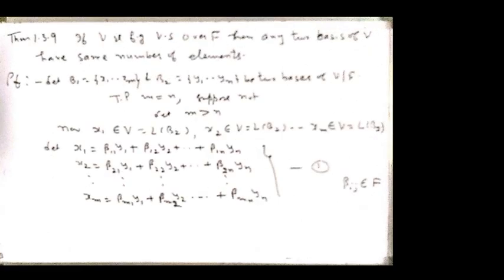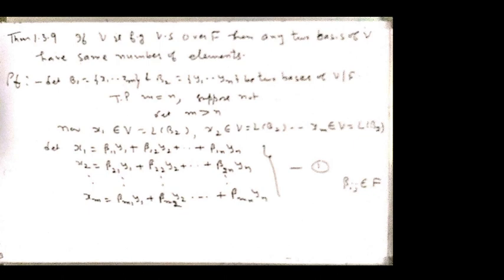Next theorem: if V is finitely generated vector space over field F, then any two bases of V have same number of elements. That is, any two bases of a finitely generated vector space has same number of elements. So for this proof, let b1 equals x1 x2 and so on xm, and b2 equals y1 y2 up to yn be two bases of V over F. So we have to prove m equals n.